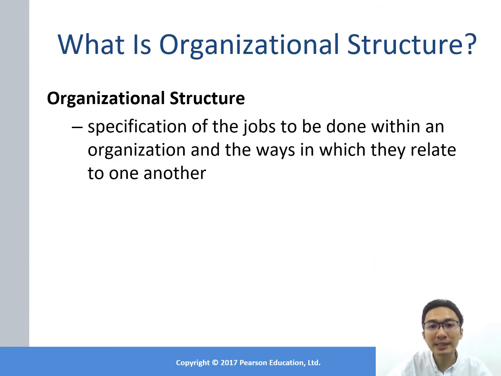First of all, what is the organizational structure? We can define organizational structure as the specification of the jobs to be done within an organization and the way in which those jobs relate to one another. So actually there are two parts. You specify the jobs, what needs to be done inside the organization. Second, how do the jobs relate to one another? Perhaps the easiest way to understand a structure is in terms of an organizational chart.